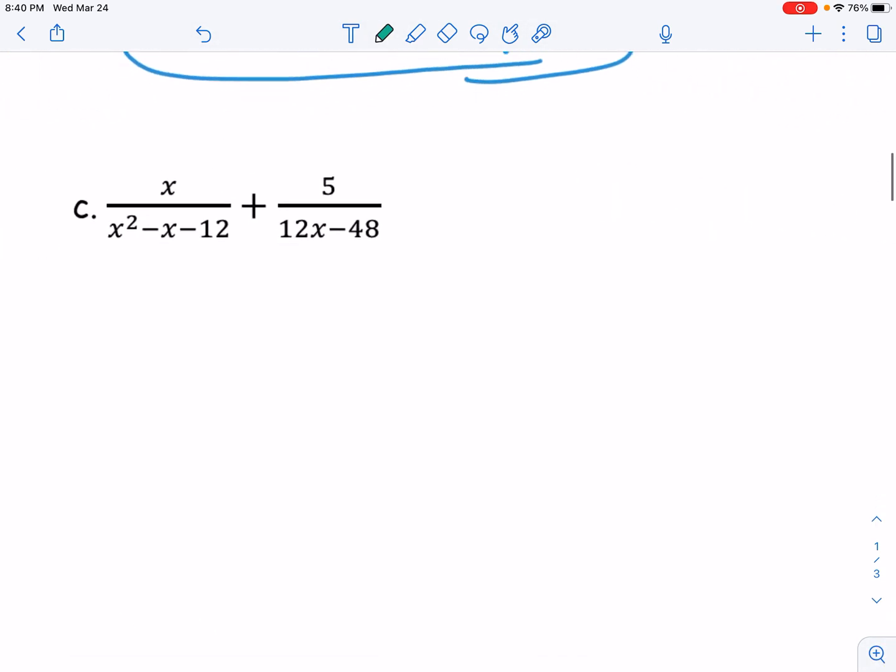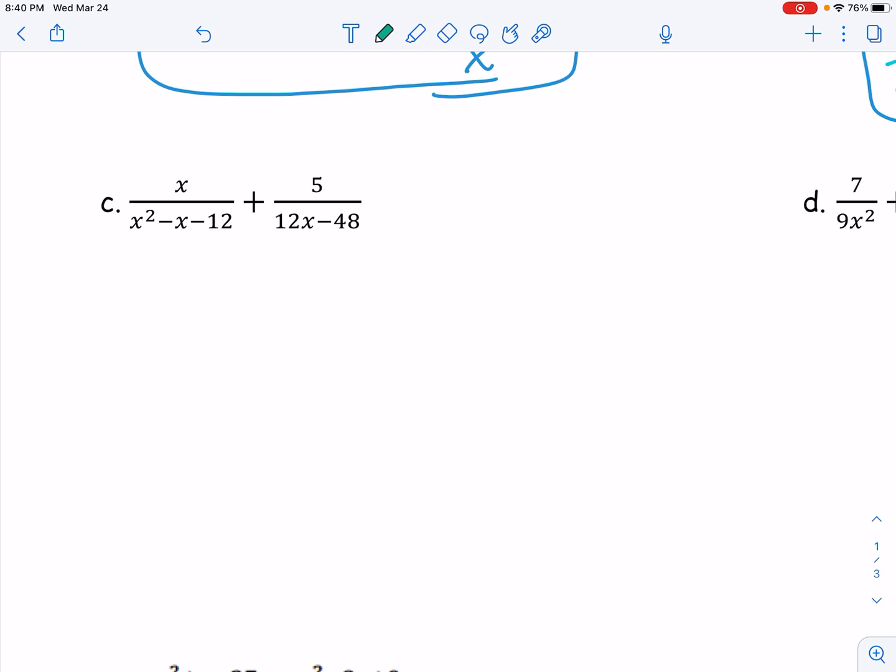So again, with C, we have these two fractions. They do not have the same denominator, so we need to find that common denominator. In order to do that, factoring is going to make our life so much easier. So I need to factor the denominator of the first one. Factors of negative 12 that add up to negative 1: that's going to be negative 4 and positive 3. My a value is 1, so I can just rewrite that as x minus 4, x plus 3. And then in the second fraction, I can factor that because there's a GCF of 12. Pulling out that 12, I get x minus 4.